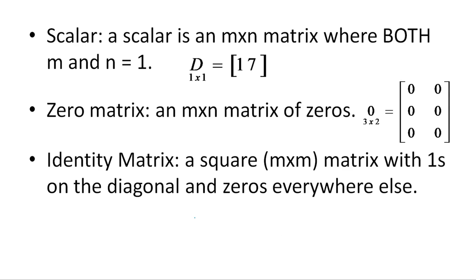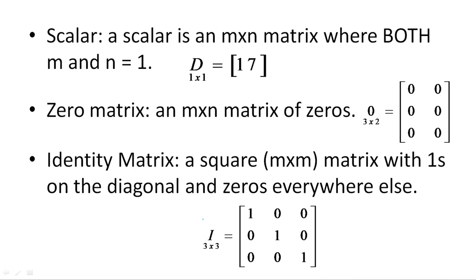And the identity matrix is a square m by m matrix with ones on the diagonal and zero everywhere else. So for an identity matrix, the first condition is that it has to be a square matrix. The second condition is that it must contain only two kinds of numbers, zeros and ones. And the third condition is that the ones must appear only along the diagonal of that matrix, and all other numbers are zeros. So those are the three conditions.